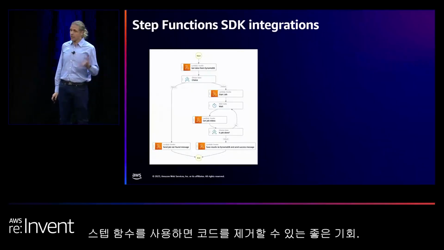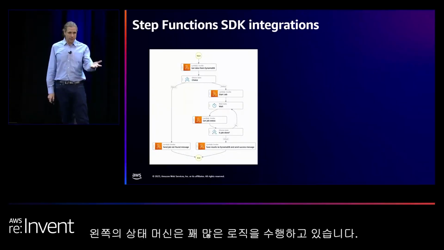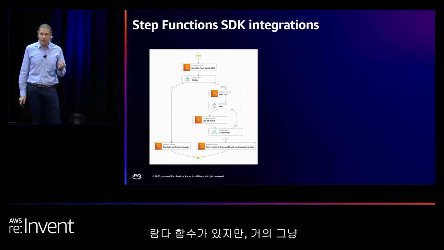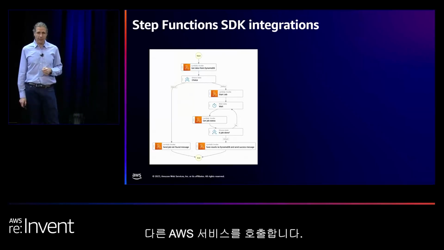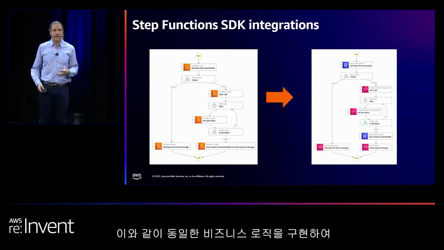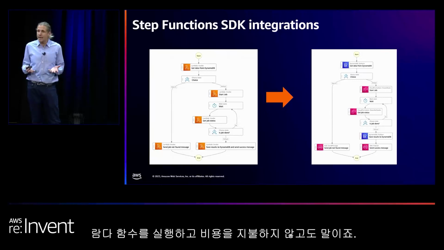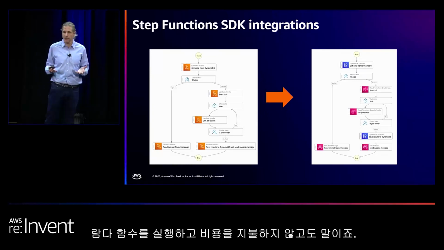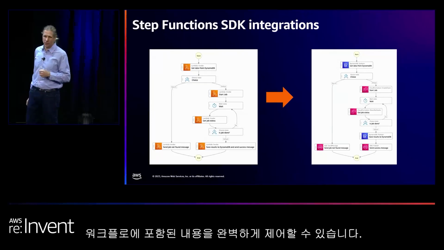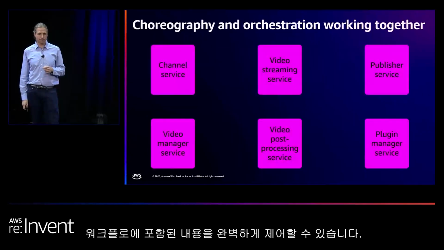With Step Functions, great opportunities to remove code. The state machine on the left is doing quite a lot of logic with Lambda functions, but they're pretty much just invoking other AWS services. So you can optimize this with direct SDK integrations like this, implementing the same business logic without running and paying for a Lambda function. And obviously, you can mix and match and transition gradually. You have complete control over what your workflow contains.